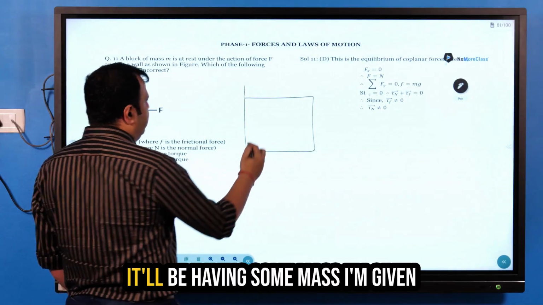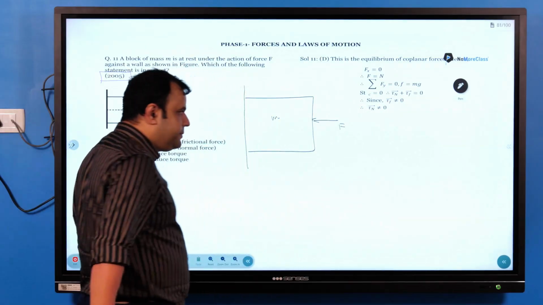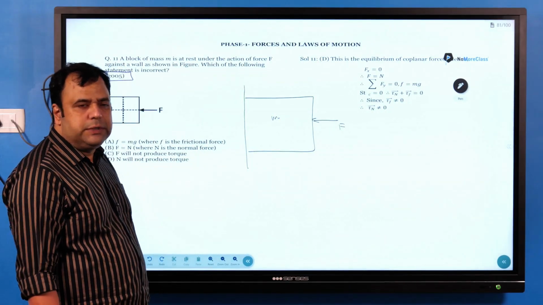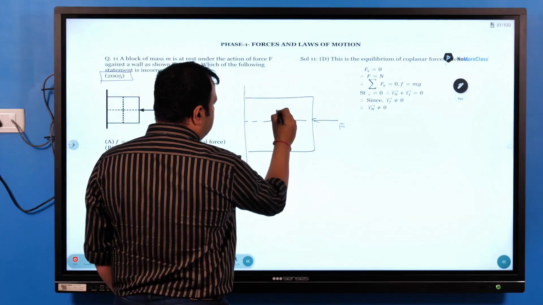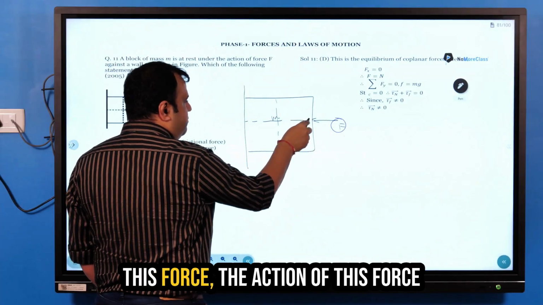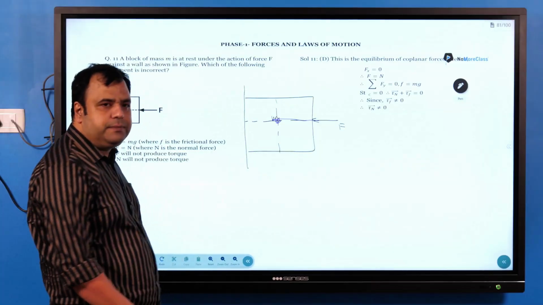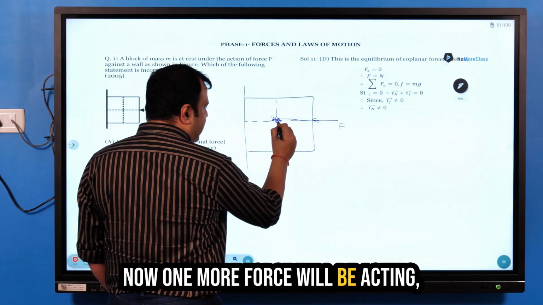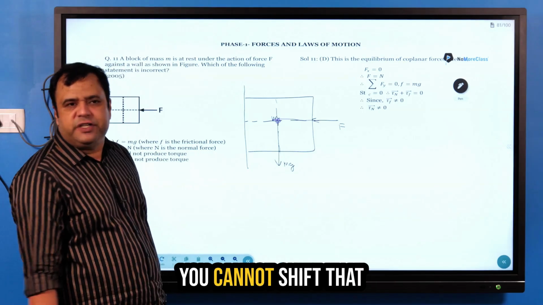This is the block. It will be having some mass given here, and the force is applied. So how is it happening? The force is applied at the central point. The action of this force will be passing through the center of mass. Now one more force will be acting, which is mg, and by definition, mg is acting at the center. You cannot shift that.